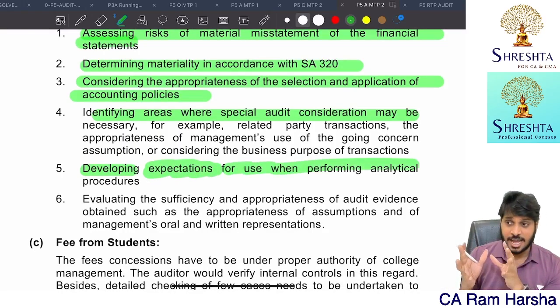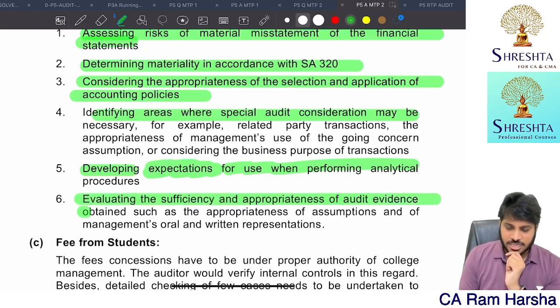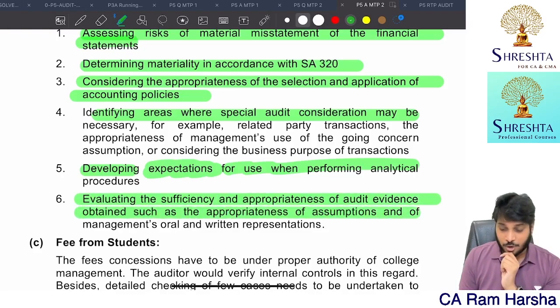Only if I understand the entity, I understand how much is the expected expenditure in that case. So I can compare the actual expenditure. And evaluating sufficiency and appropriateness of evidence, such as appropriateness of assumptions, management's representations, all that.